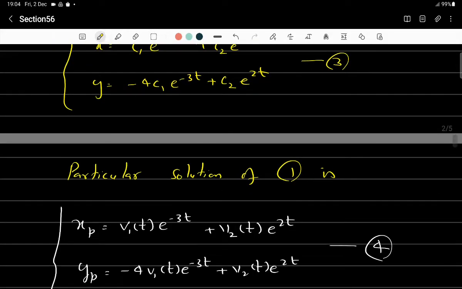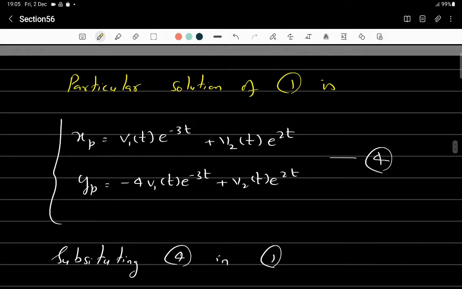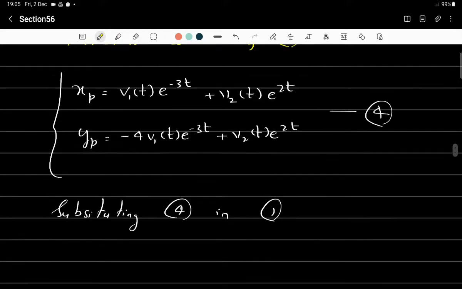Now the question comes, how do we find the values of v1(t) and v2(t)? Yes, think over it. The idea is simple. Since the solution looks in this form and it is a solution of equation 1, it must satisfy equation 1. So I will put equation 4 into equation 1. Substitute 4 into 1 and see what you get.